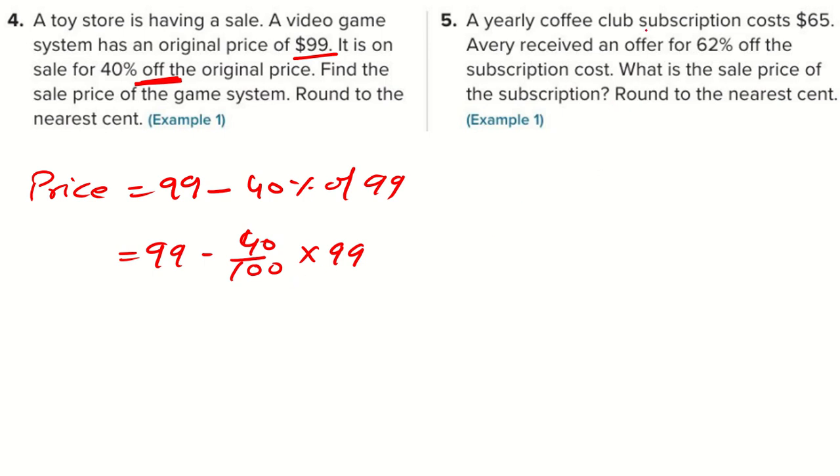Now same here, you see, a yearly coffee club subscription costs $65. Every received an offer of 62% of the subscription cost. So you can find here 65 minus 62% of 65. Just calculate it and you will get the answer.